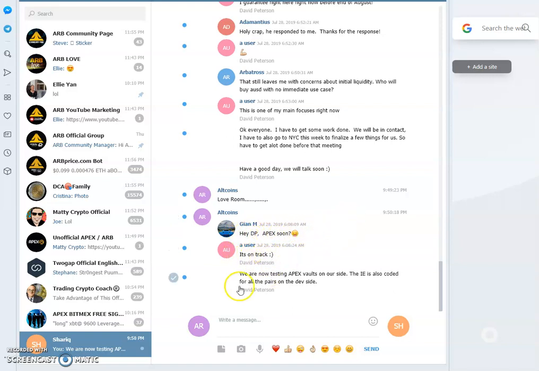He said, it's on track. We are now testing Apex vaults on our site. The IEO's internal exchange is also coded for all the pairs on the developer side. So he's saying that Apex is on track. Apex vaults are being worked on, which is the boost reward and boost vault. And the internal exchange coding is also done for the new pairs on the developer side. And it will be live very, very soon, as he said, in the mid of August.